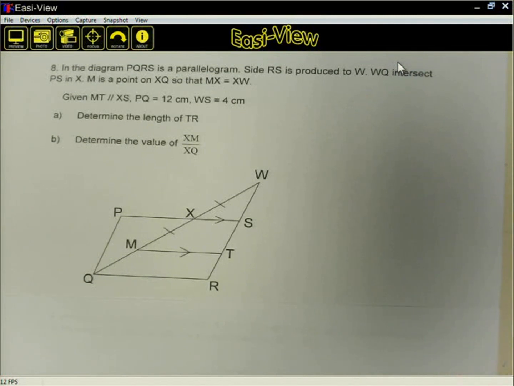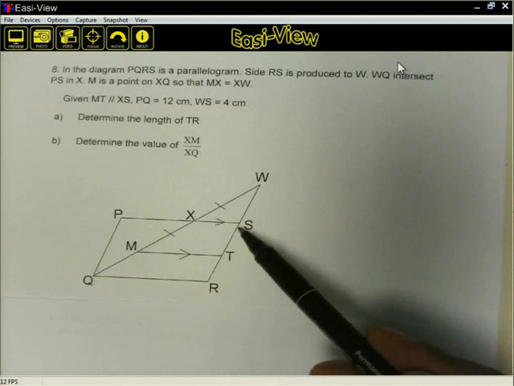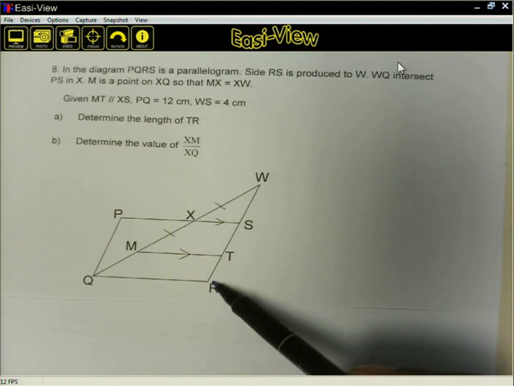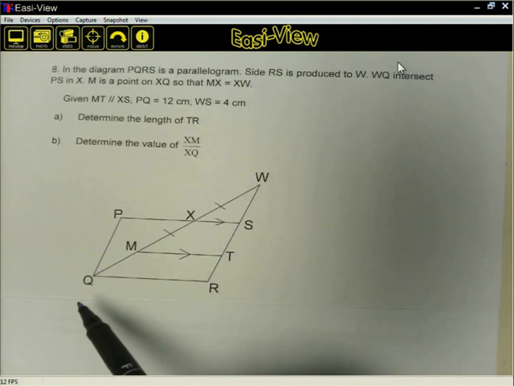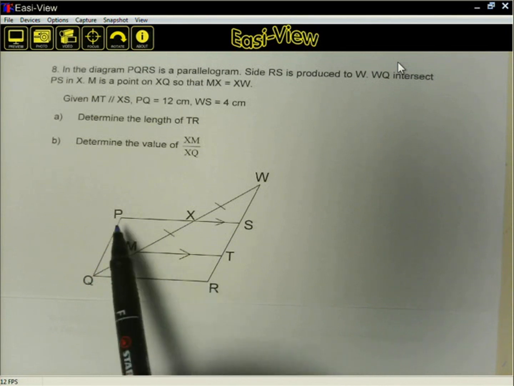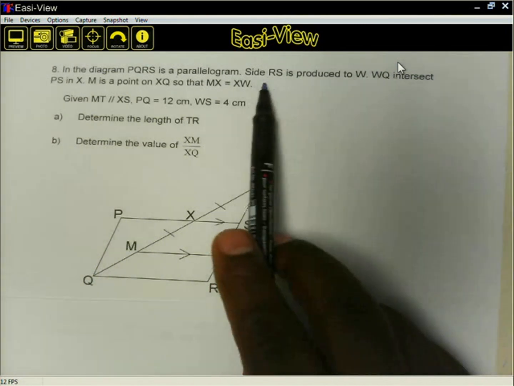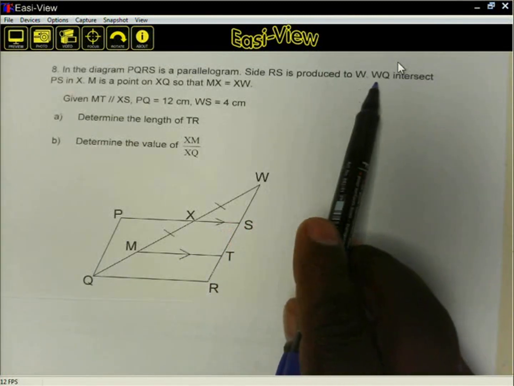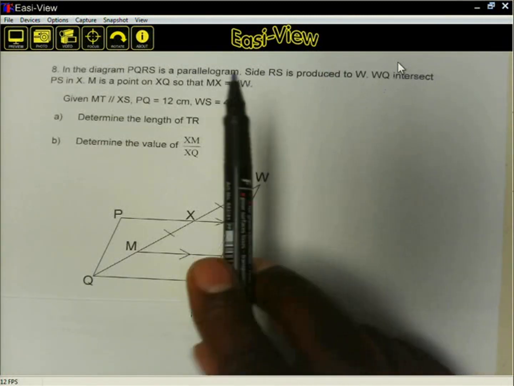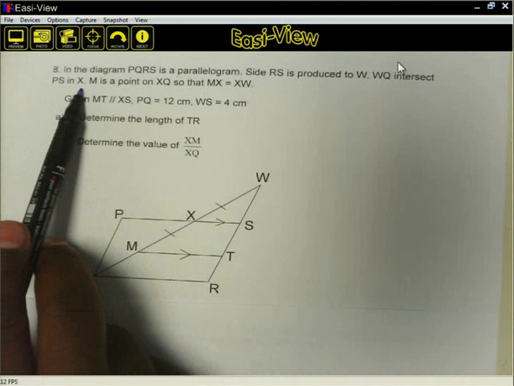What does that mean? It means, if we simplify it further, PQ is parallel to ST. Those are the sides of a parallelogram, opposite sides of a parallelogram. QR is parallel to PS, also the opposite sides of a parallelogram. Side RS is produced to W. WQ intersects PS in X.